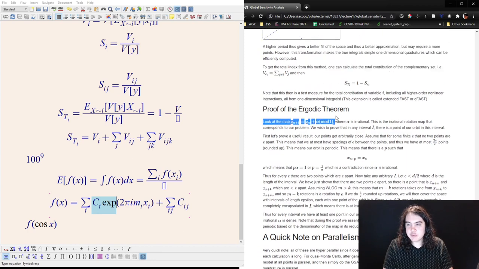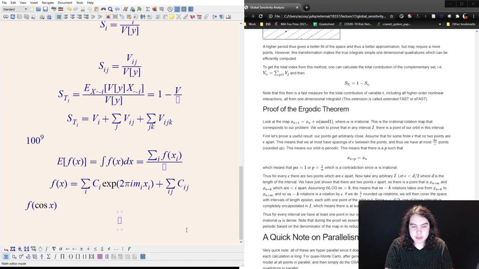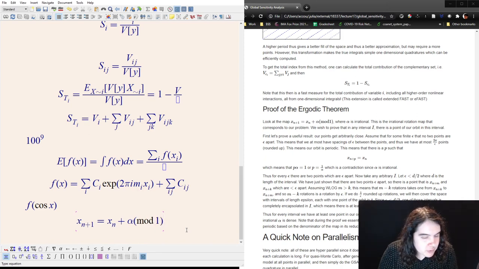So the proof is really to look at just the one-dimensional case. So look at the map. The map that I'm looking at is x_{n+1} = x_n + alpha mod 1. Right? So let's first look at what happens when you have a rational number.